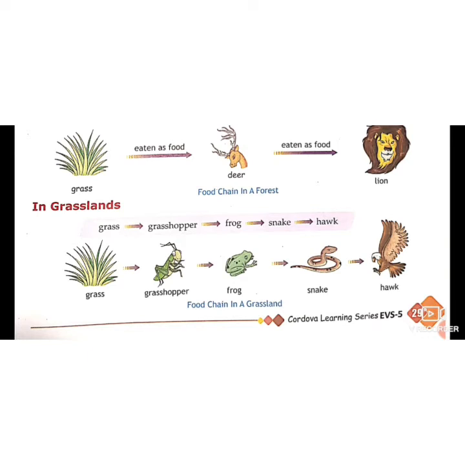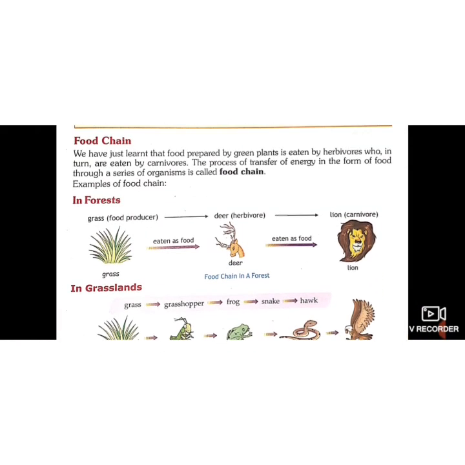So that means the energy of the grass is transferred to grasshopper, and grasshopper's energy is transferred into frog, and frog's energy is transferred into snake, and snake's energy is transferred into hawk. So this is the food chain, transfer of energy in the form of food through a series of organisms. It can be 3 steps, 4 steps, 5 steps, but it always starts from the plants.